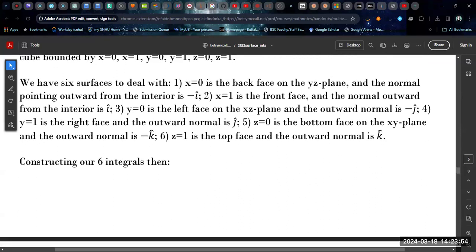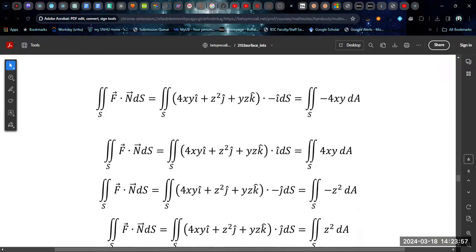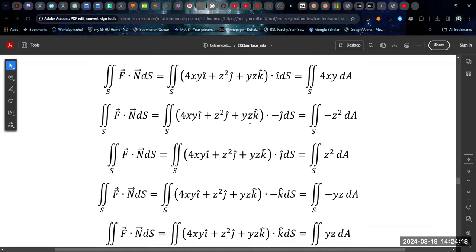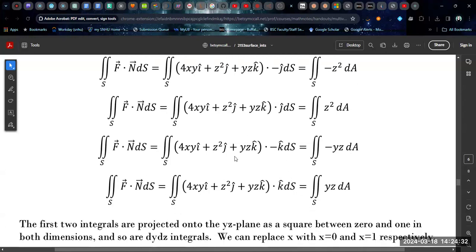And so if we construct our 6 integrals, we're going to have our field dotted with minus i dS, which is going to leave us with just the i component, the negative of the i component. We construct this one, i dS times this. Again, we end up with the positive component. Here, again, minus j dS times this field dotted with it. We get the middle component. And then here, j dS middle component, and for minus k times the field, k. We get these two.